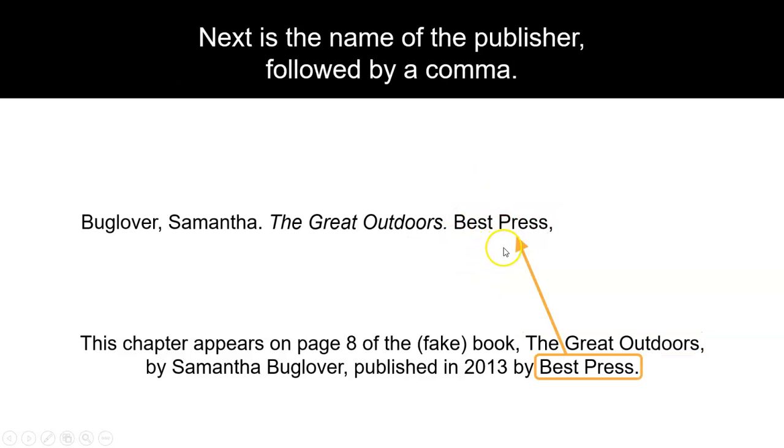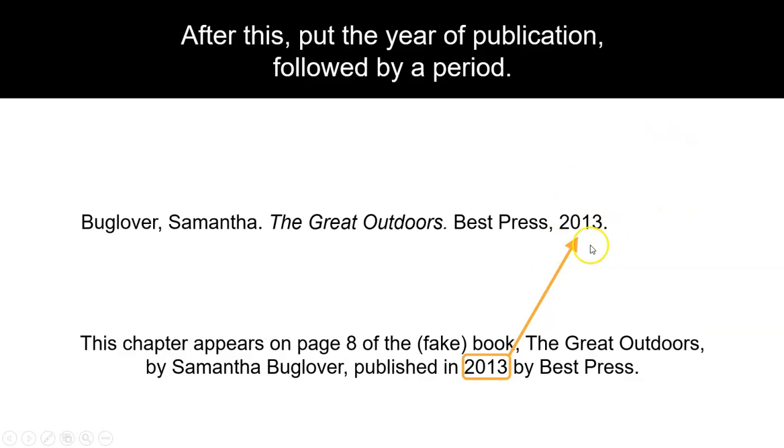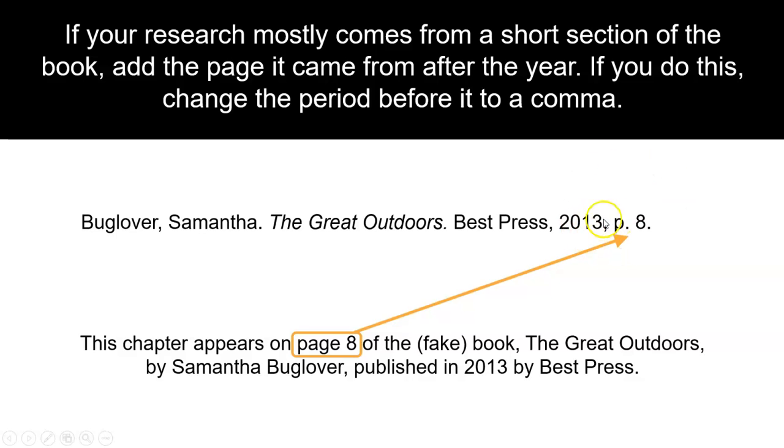Okay, next comes the publisher name. So that's right here. It's called Best Press, and we follow that with a comma. And then lastly, we're going to put the year of publication followed by a period. The period is considered the end of the citation. Unless you are doing research that comes from a short section of the book. And in that case, when you have a book and not an online source, you're going to go ahead and add the page that your citation came from after the year.